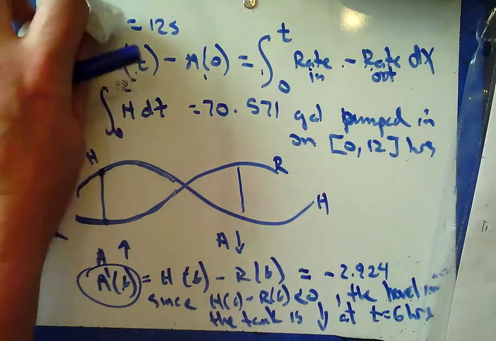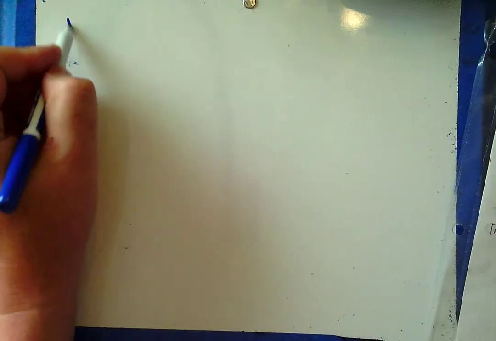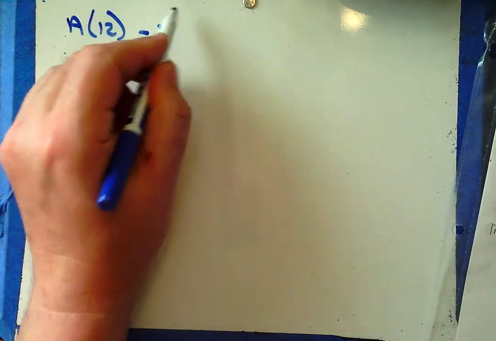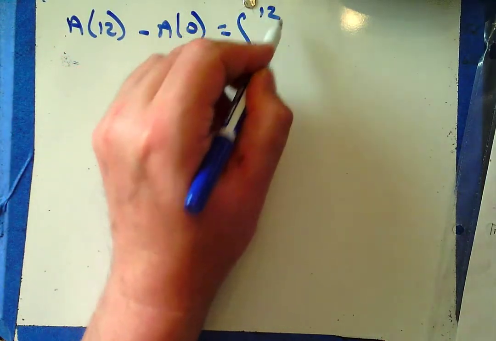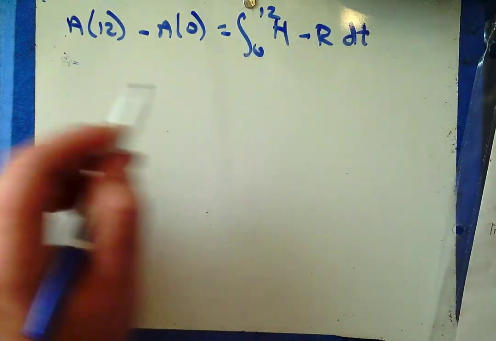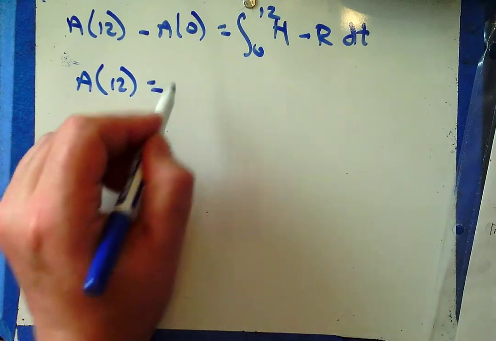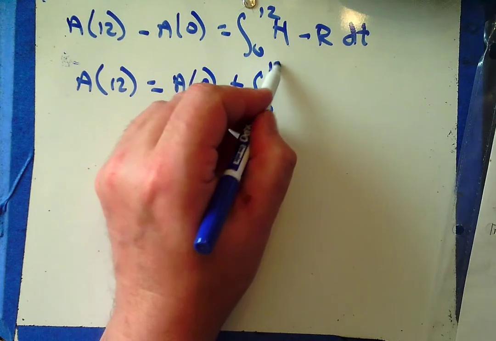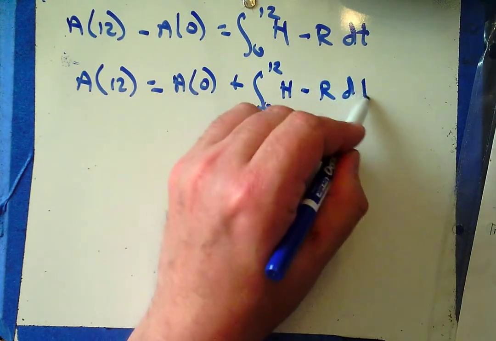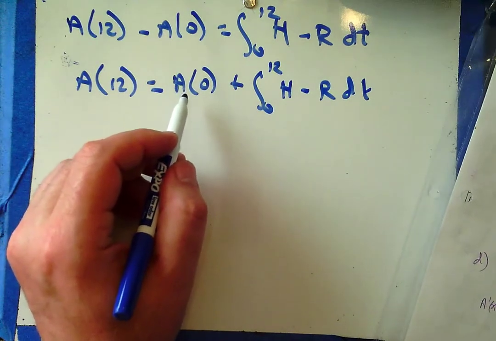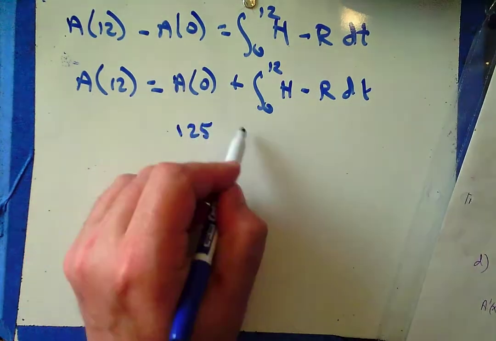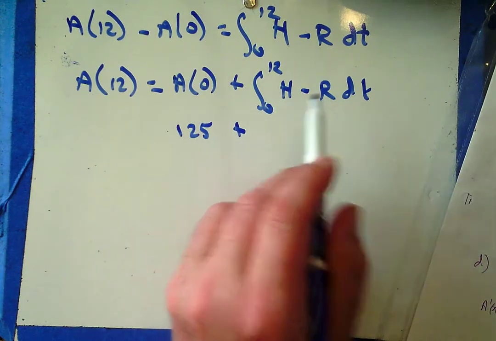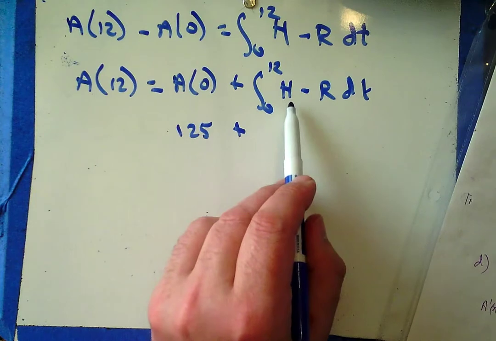Okay, there's part B. What about part C? Part C says how many gallons of heating oil are in the tank at time equal to 12. Well, there's our amount function. A of t equals A of 0 plus the integral from 0 to 12 of h minus r dt. So the amount at 12 is going to be the amount at 0 plus the integral from 0 to 12 of h minus r. So we said originally there were 125 gallons, and I add that to this integral. You can do this as two separate integrals if you like.